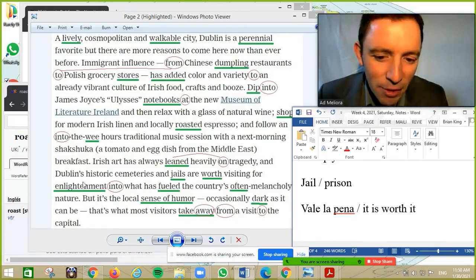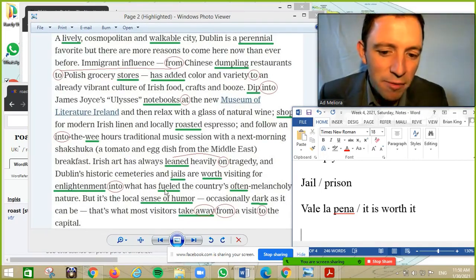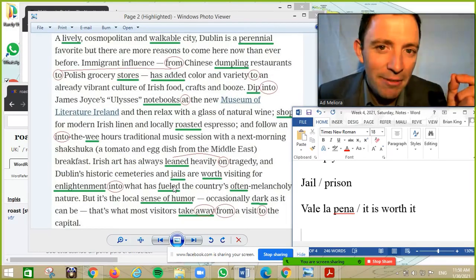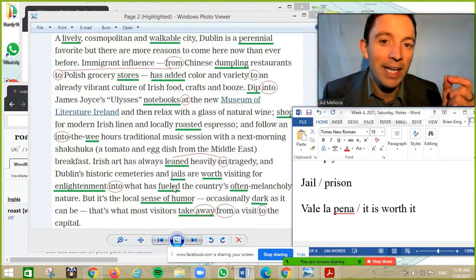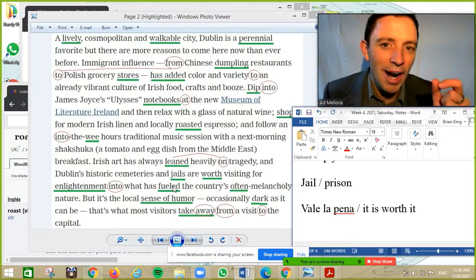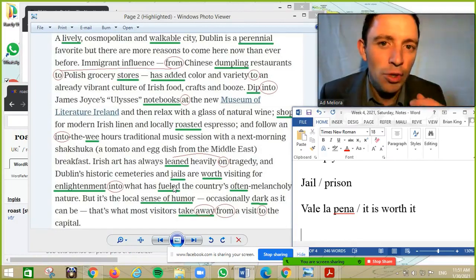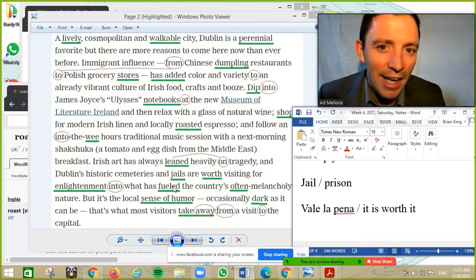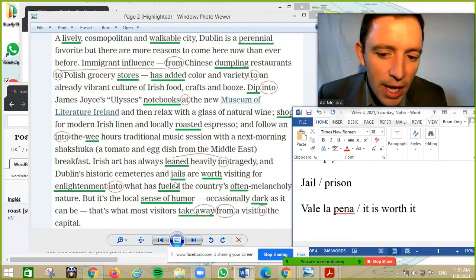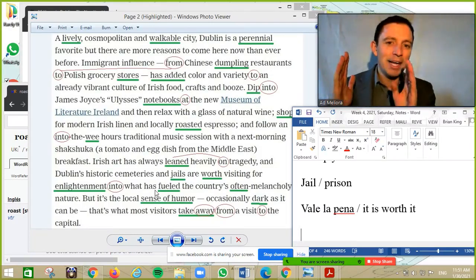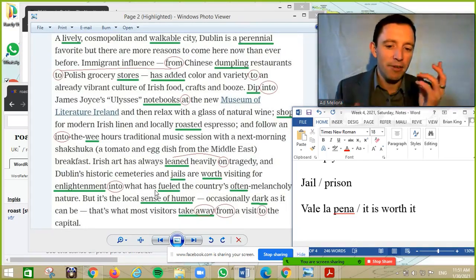And here's the substantivo, into what has fueled the country's melancholic nature. So fuel is the substantive, like gasoline, pero también en inglés it's a verbo to fuel, como dar energía. Okay, so you need coffee to fuel your day. You need breakfast to fuel your morning, para dar energía. Okay, and here it's the verb fuel in the present perfect, has fueled. It started in the past and it's relevant in the present. The construction has fueled. Difficult.